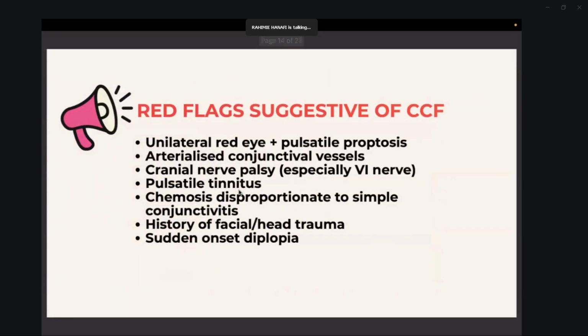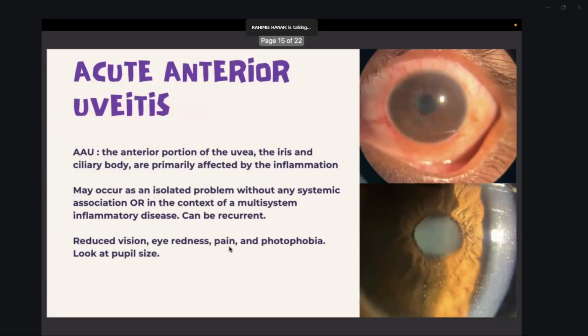Okay, so what are the red flags suggestive of CCF? Unilateral red eye, proptosis, the arterialized conjunctival vessels, cranial nerve palsy, especially sixth nerve, pulsatile tinnitus, chemosis disproportionate to just a simple conjunctivitis, any history of head trauma, which is more significant in direct CCF, and any sudden onset double vision.